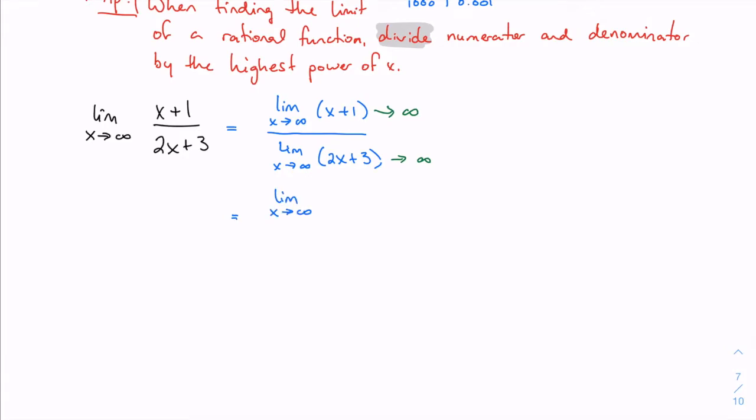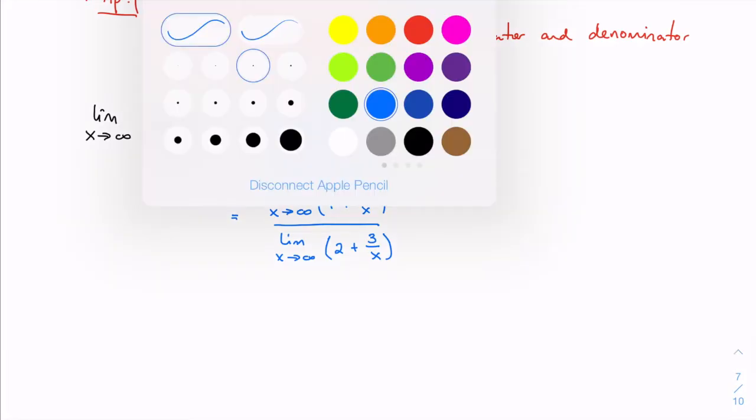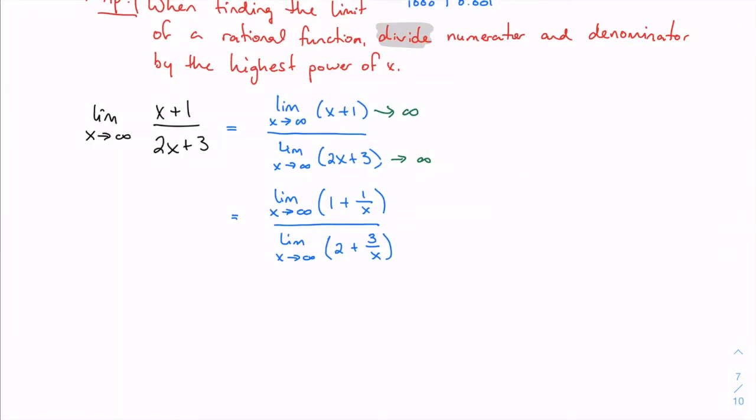So if I divide all of my terms by x in the numerator, I get 1 plus 1 over x. And if I divide my denominator by its highest power of x, I'm going to get 2 plus 3 over x. And now what's great about this is I can actually calculate a limit. The limit of a sum is the sum of the limits, right? So I'm just going to take this term by term.